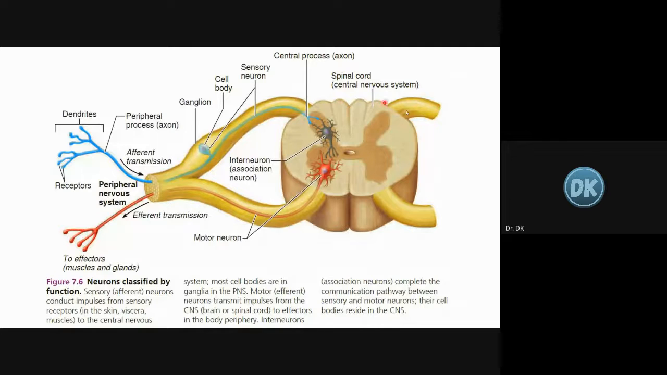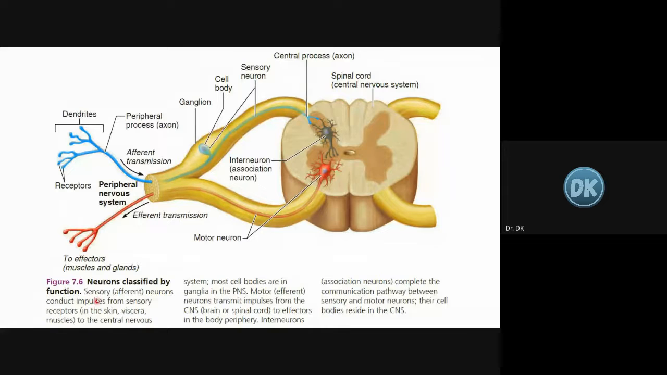So this is one kind of signal transmission. The signals that our muscles carry to the brain we call sensory neurons, and the signals that are carried from the brain and spinal cord to the muscles we call motor neurons. So this is the functional classification of your neurons.